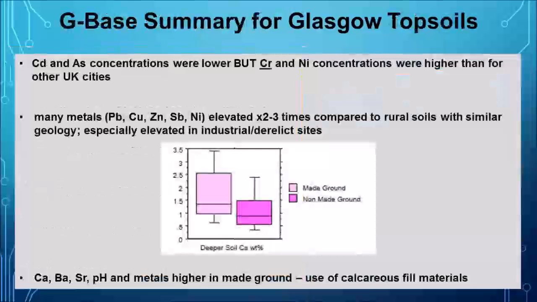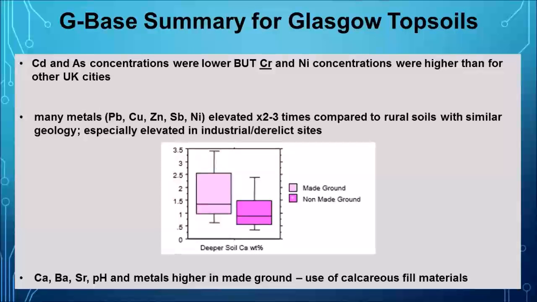I'm not going to show you all the data because we have a very extensive data set that is available publicly, but the main point here that I wanted to bring out was that the Glasgow soils had much higher levels of chromium than other UK cities. In general, we tend to find that many of the heavier metals, lead, zinc and so on, were also elevated in comparison to the rural soils with a similar geology, and we especially found elevated levels in industrial and derelict sites.